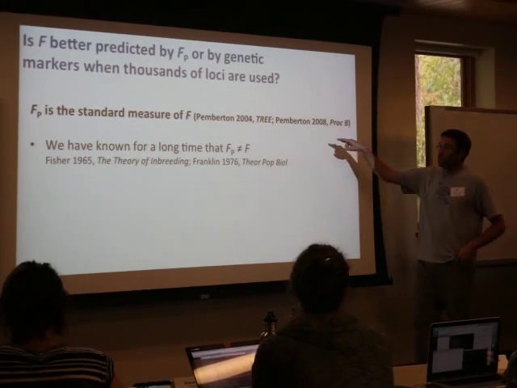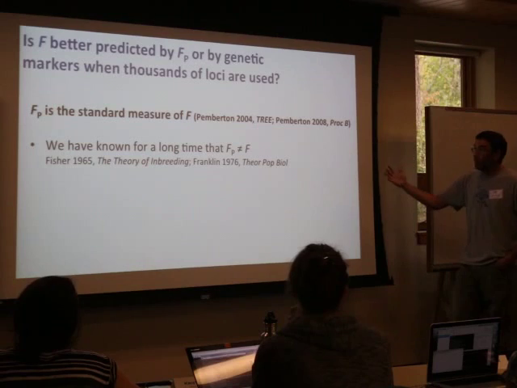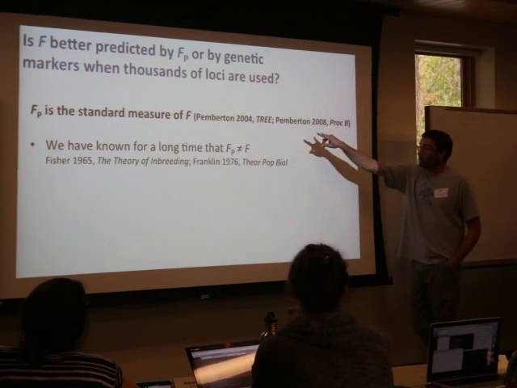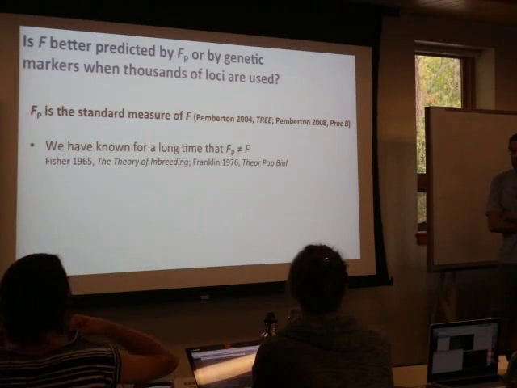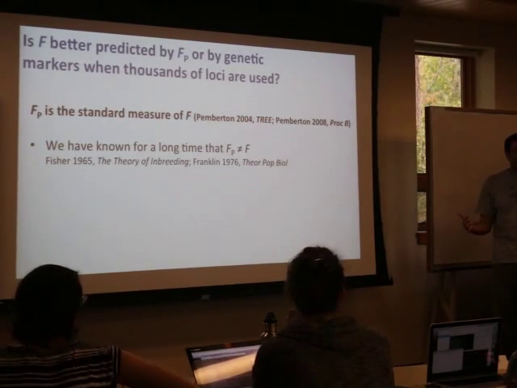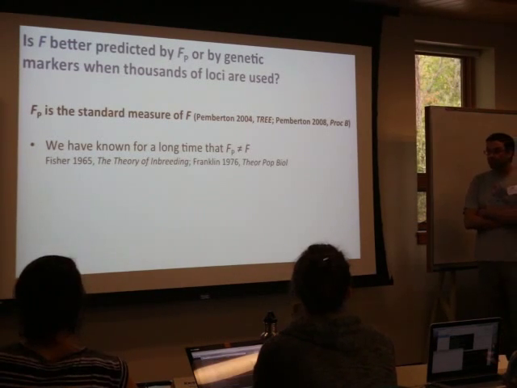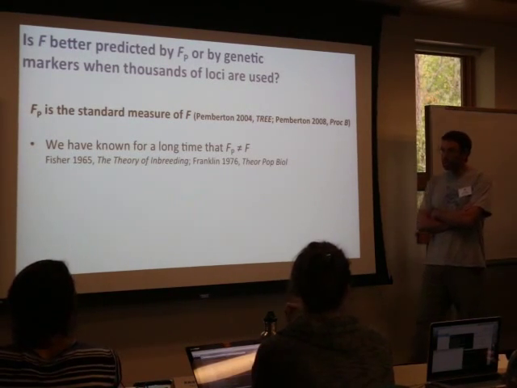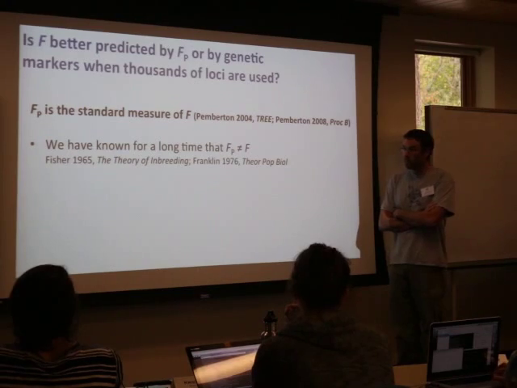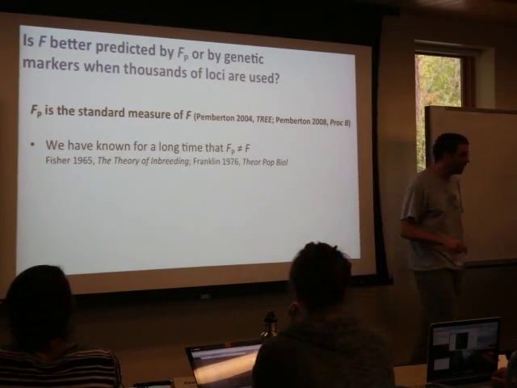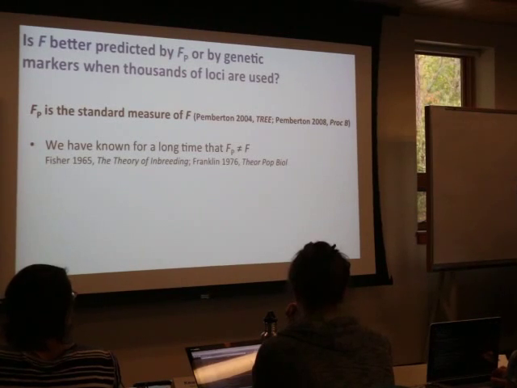And the pedigree inbreeding coefficient for a long time has been the standard measure of individual inbreeding. Josephine Pemberton wrote these papers in the early 2000s, basically saying we need to use pedigrees. Pedigrees are the way to estimate individual inbreeding. But this is interesting because we've known for a long time that the pedigree inbreeding coefficient does not equal the realized proportion of the genome that's identical by descent. Fisher pointed this out a long time ago, as early as the 40s.